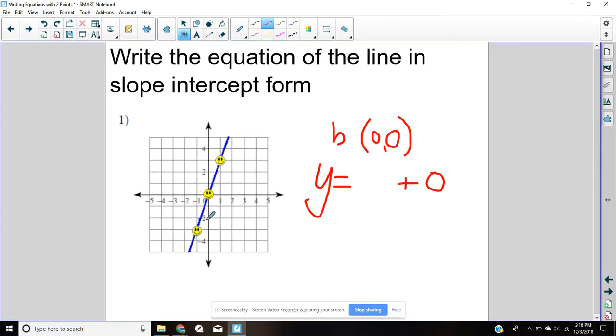So from either point, it doesn't matter. I'm going to go up 1, 2, 3, and right 1. Up and right are 2 positive numbers. So my slope is a positive 3 over 1. And then I just rewrite my x. And my slope-intercept form is y equals 3x plus 0, or just y equals 3x.